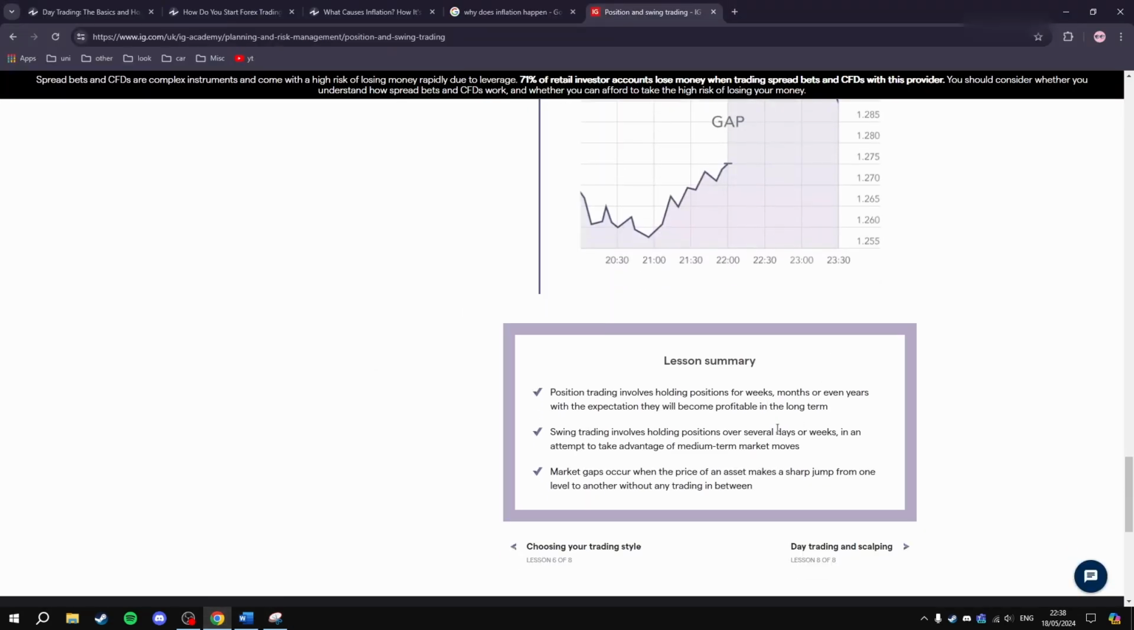So, lesson summary. Position trading involves holding positions for weeks, months, or even years with the expectation they will become profitable in the long term. Swing trading involves holding positions over several days or weeks in an attempt to take advantage of medium-term market moves, and market gaps occur when the price of an asset makes a sharp jump from one level to another without any trading in between.